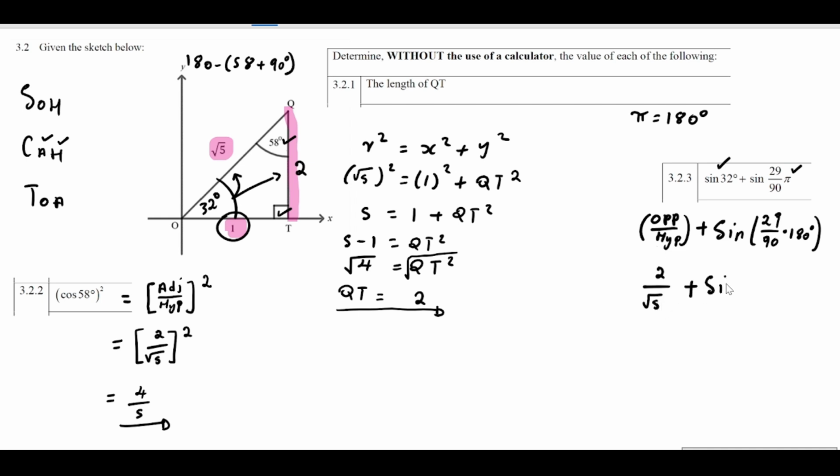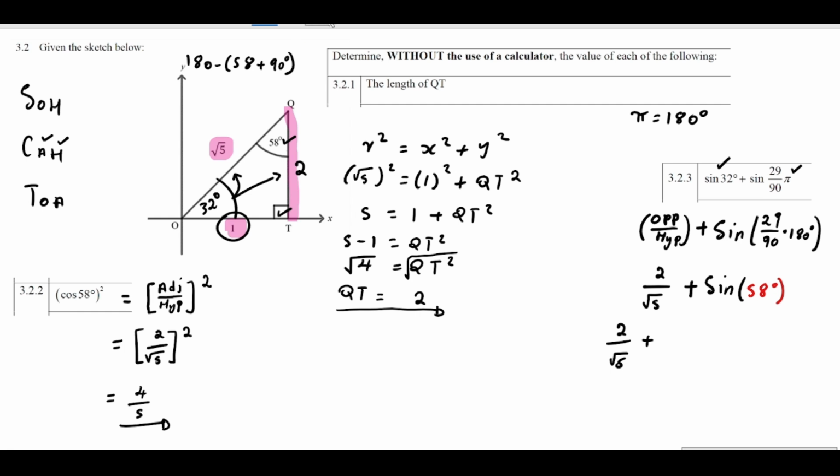Plus, what is the angle we are dealing with here? 29 divided by 90 multiplied by pi. When you put this alone in a calculator, it is going to give us an angle of 58 degrees. You just converted this one. You just convert what's inside by replacing pi by 180 degrees, and then that's what you're going to find. So you have 2 divided by the square root of 5 plus, what is the sine of 58?